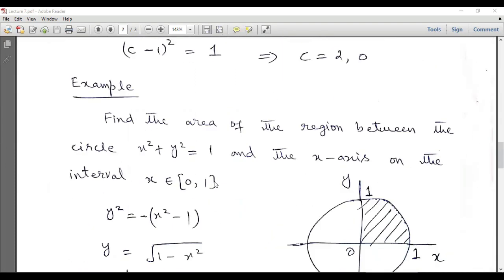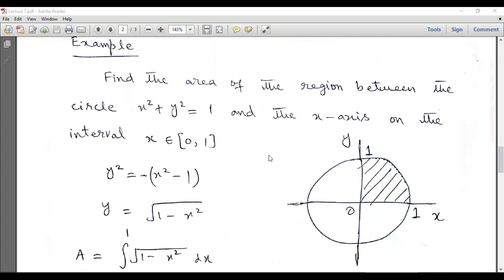Let's solve another example, and in this example we have to evaluate the area of this shaded region. This is a complete circle and its radius is equal to 1, and the equation of the circle is x squared plus y squared equal to 1. Let's calculate the area of this shaded region.